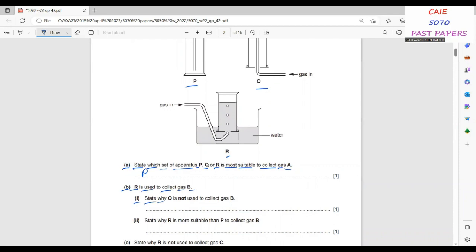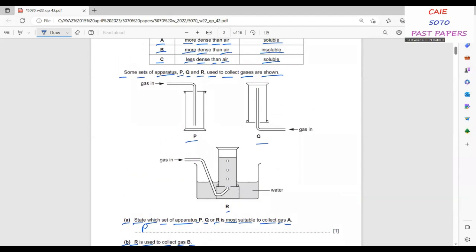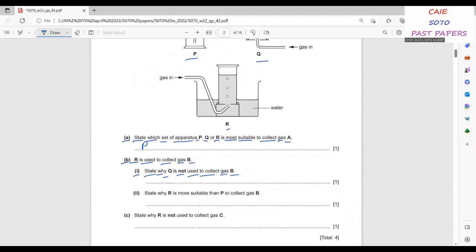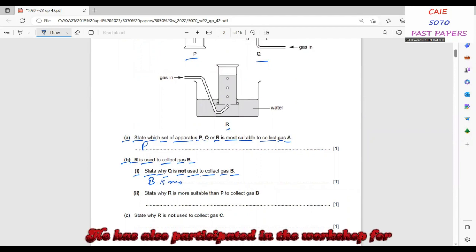Number one, state why Q is not used to collect gas B. The reason is that B is more dense than air. You see here, B is more dense than air. You can even write B has higher density than air.